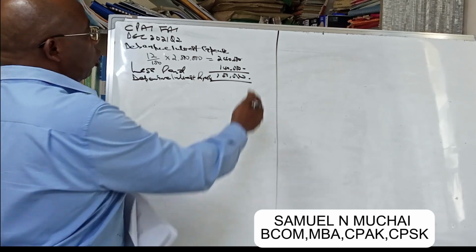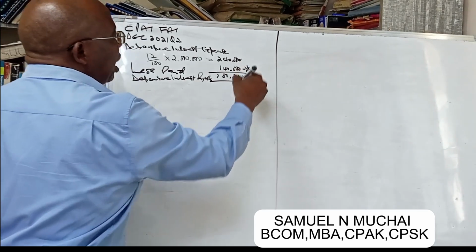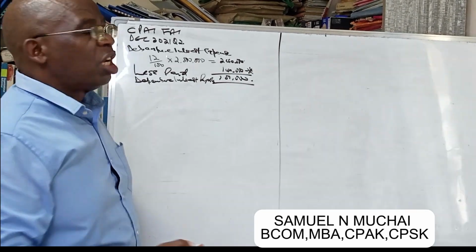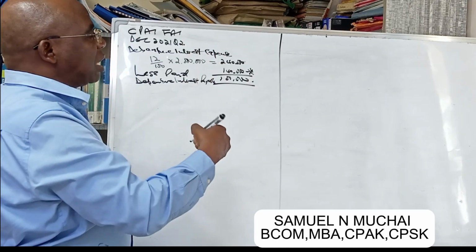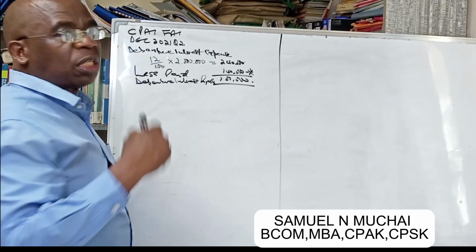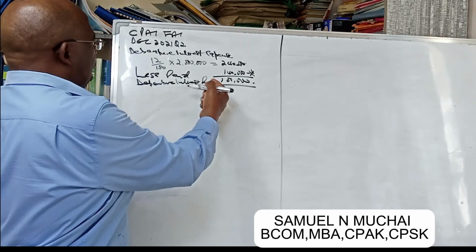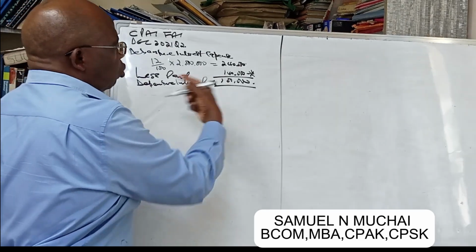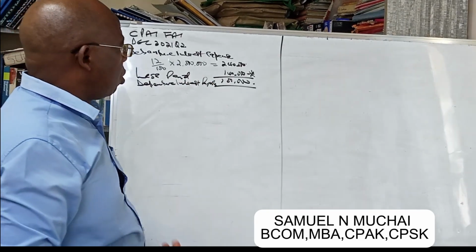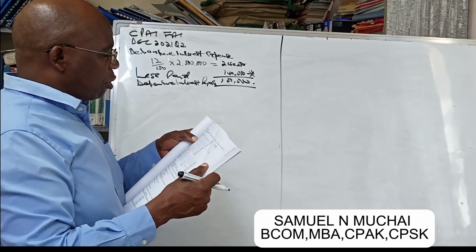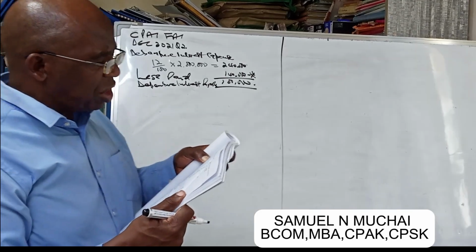The expense is not what was paid. The expense is what was incurred. We incurred 240, but we only paid 140. So the expense is 240. We paid 140, and we have a balance to pay, which is a current liability of 100,000. So from debenture interest expense, we have investment income.